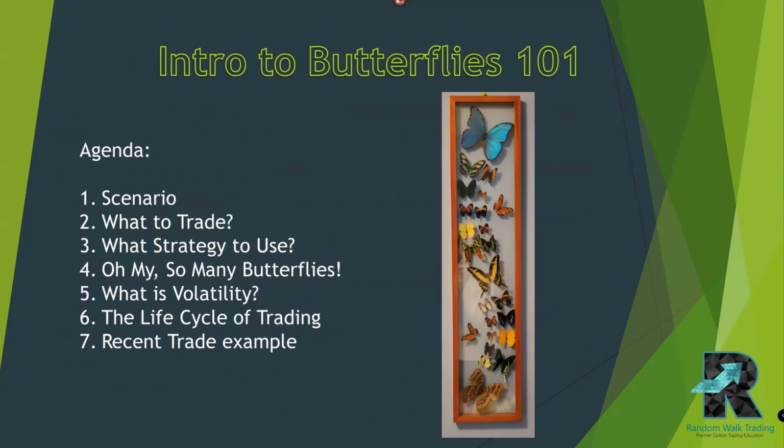So the agenda that we're going to have tonight is we're going to go over a scenario, and then what to trade, what strategy do we want to use, oh my, so many butterflies. What is volatility for some of the beginners getting into options, and then the life cycle of a trade, and then we're going to do just a quick recent trade example that kind of helps tie things together for you, and we'll go from there.